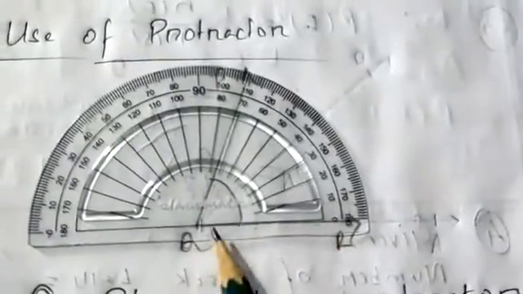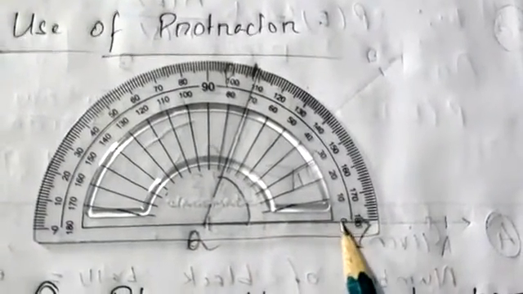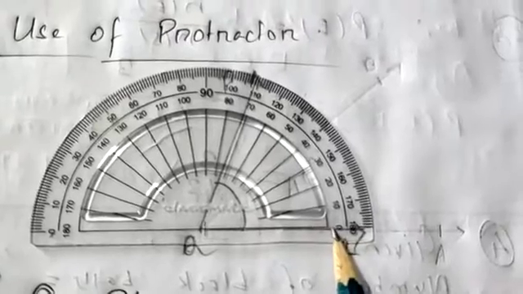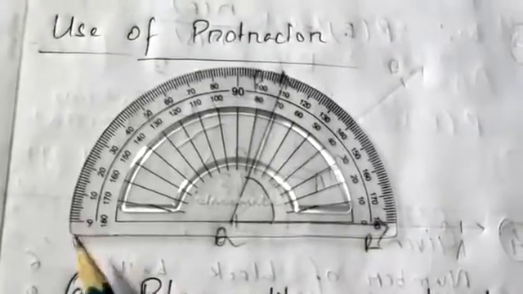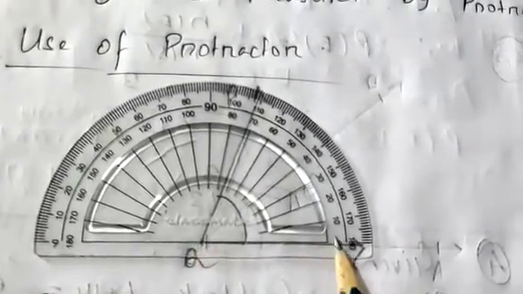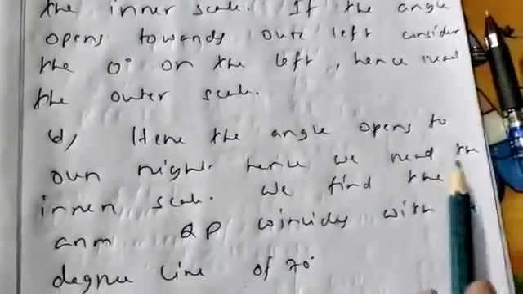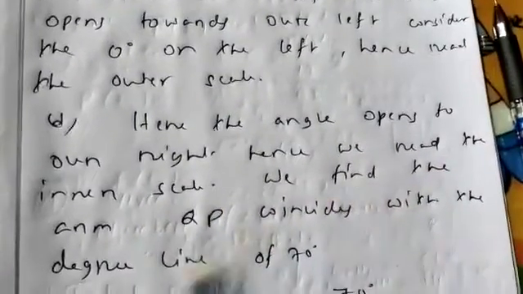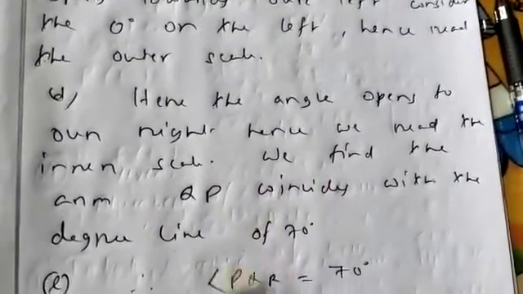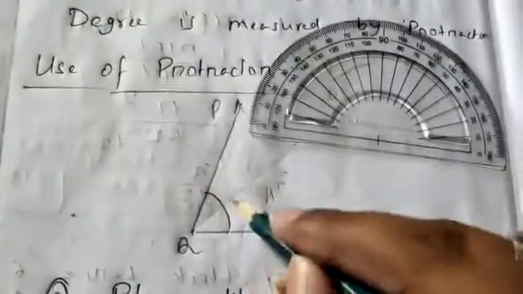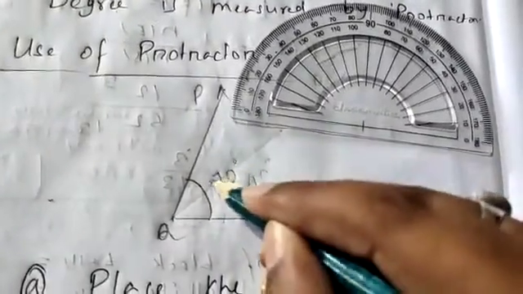So look at this one, the 0 degree on the right. That means in the inner scale the 0 degree is on the right, and in the outer scale the 0 degree is on the left. So in this case you have to take the inner value, that means 70 degrees. Hence the angle opens to our right, hence we read the inner scale. We find the arm QP coincides with the degree line of 70 degrees, so angle PQR is 70 degrees. So this value is 70 degrees, and in this way we have to measure.